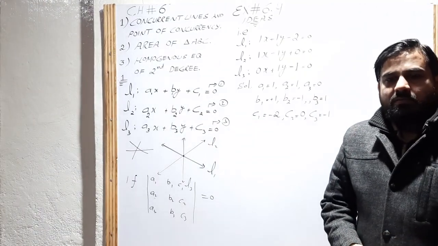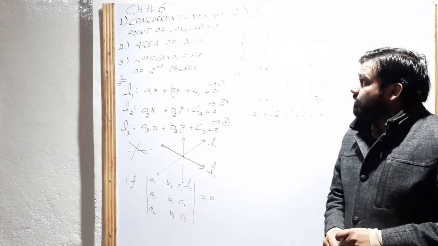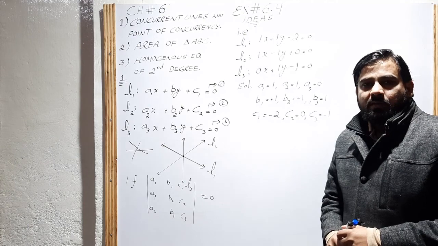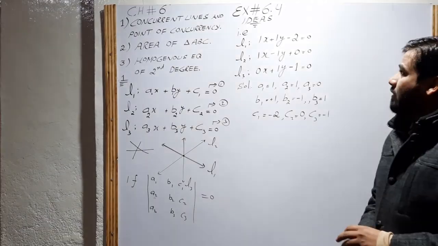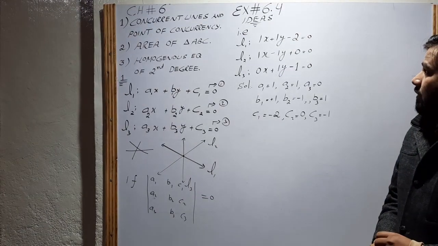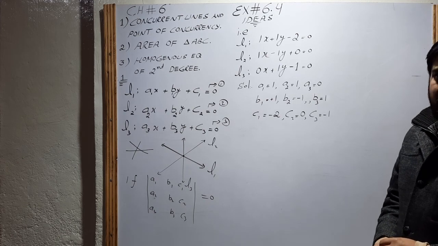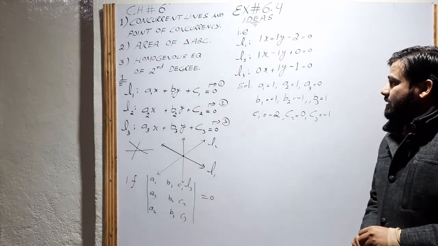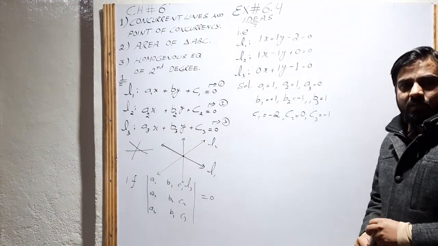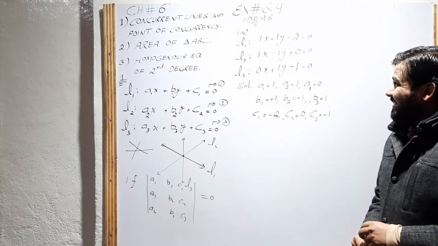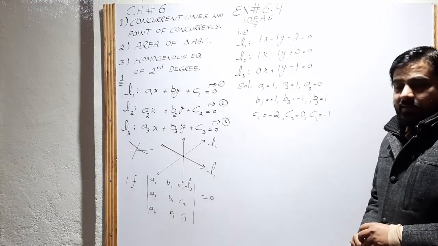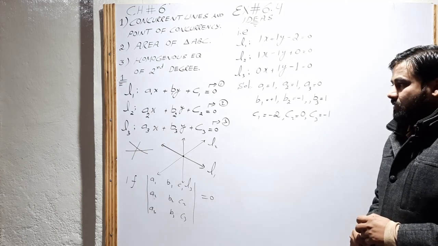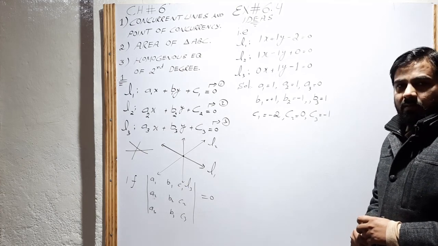Dear students, last time we discussed the idea of concurrent lines and point of concurrency. Today we will discuss an example related to concurrent lines, and we will also explain how these lines pass through a single point. We draw the graph of all these lines and show how the lines pass through a single point, which means that the lines are concurrent.